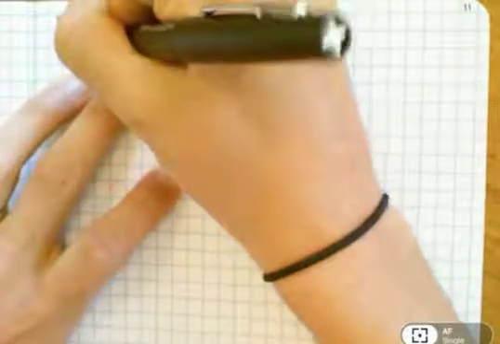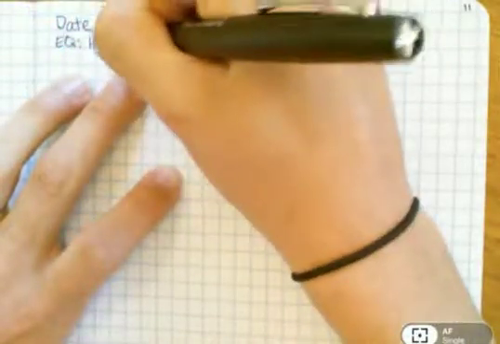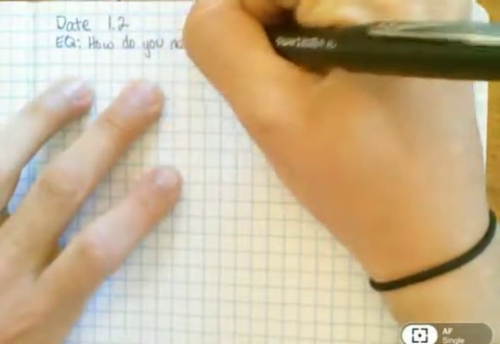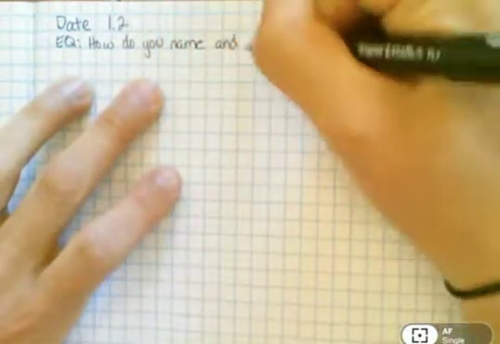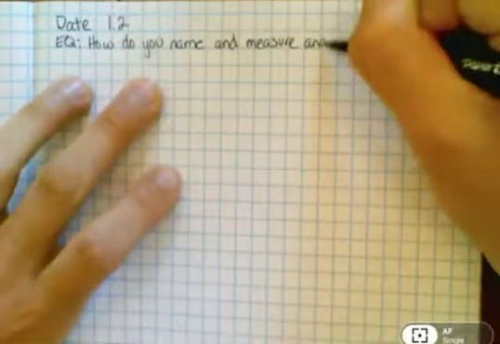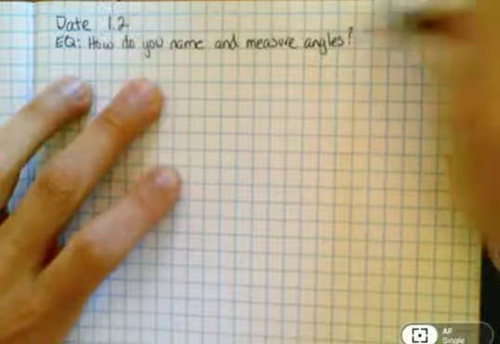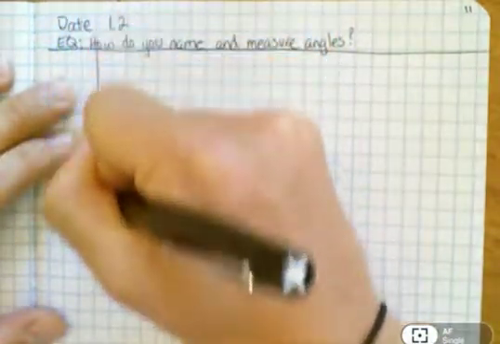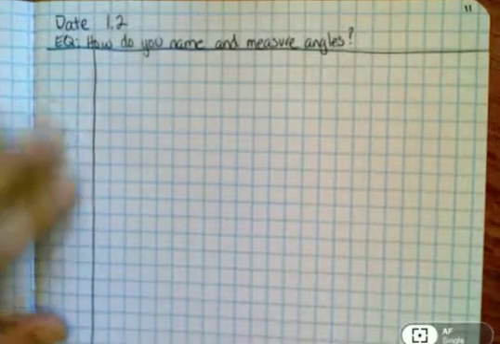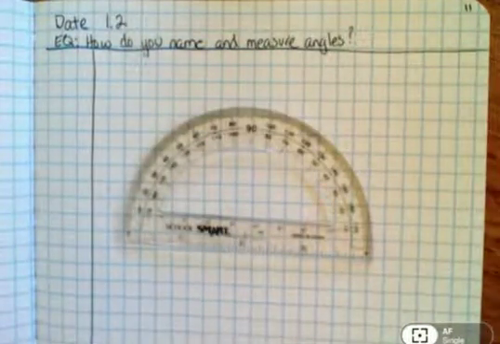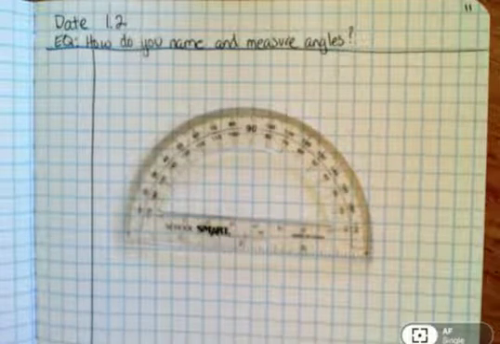But today the essential question is, how do you name and measure angles? You've probably talked about angles before in middle school math, and you've hopefully used a protractor before, but for today's lesson, you have to have a protractor. It is key.